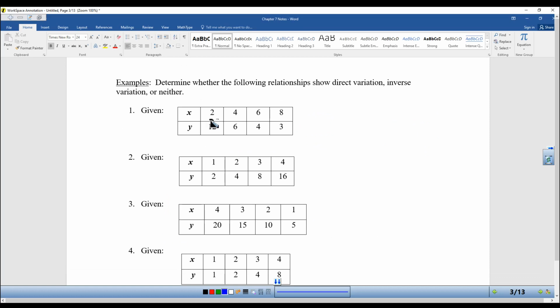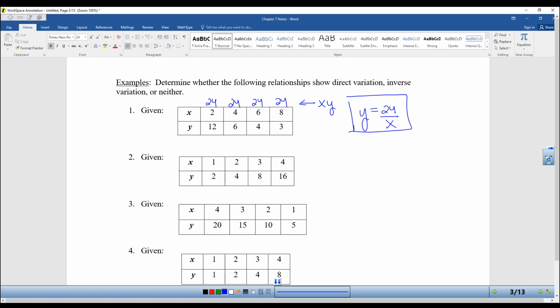I'm looking at number 1, and x is definitely going up and y is definitely going down. So my thought is it could be inverse variation. So I'm going to do x times y for each of them. This is 24. This is 24. Oh, this is looking good. And this is 24. So I have just found the constant of variation. It's inverse variation because one's going up and one's going down, and there's my constant of variation.